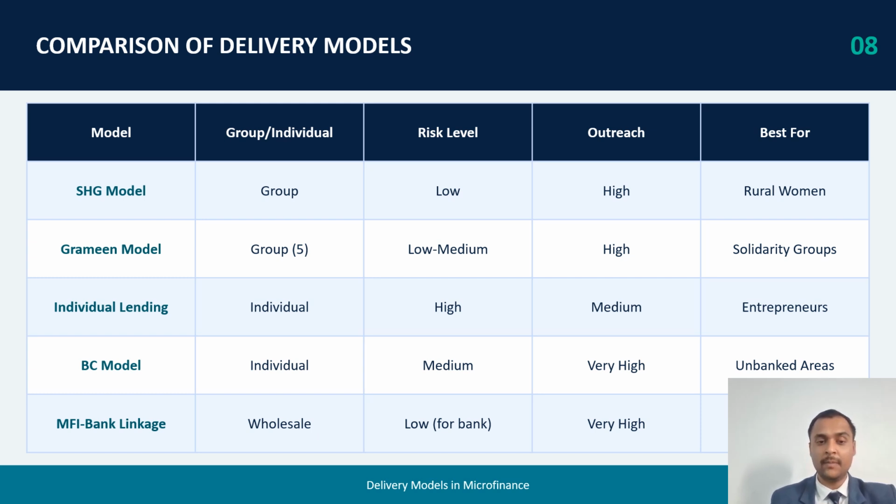Then the BC model: individual transactions but massive outreach, medium risk, very high outreach, based in completely unbanked areas. And the MFI-bank linkage model: wholesale in nature, very low risk, very high outreach, based on scaling up the MFI quickly. As you can see, each model serves different segments and contexts. A good microfinance strategy mixes these models depending on the geography and population being served.